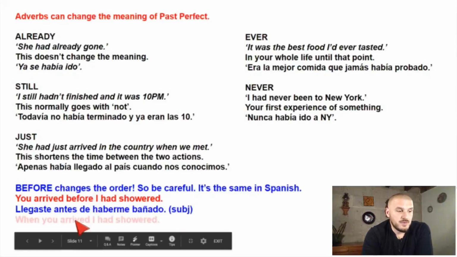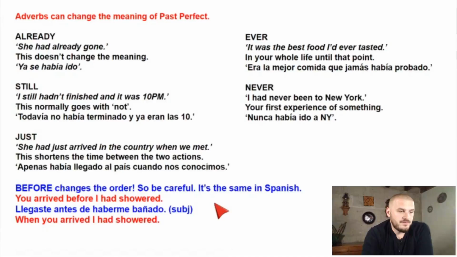So look at the difference with when you arrived, I had showered. When you arrived, I had showered. Cuando llegaste, ya me había bañado. You look at the difference between the two. And the only change really is the word before, right? If you use the word before, then you're changing the order. It's exactly the same in Spanish, just be careful with the use of before. Antes de haberme bañado, right?